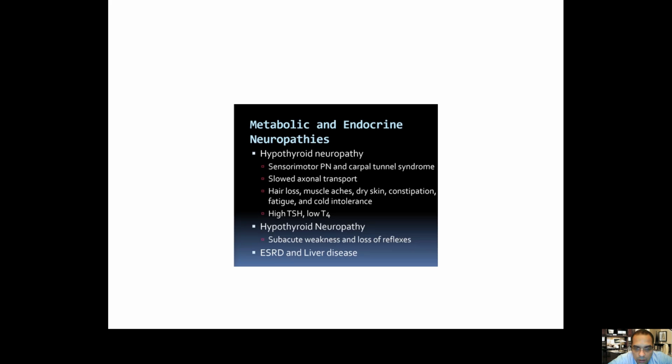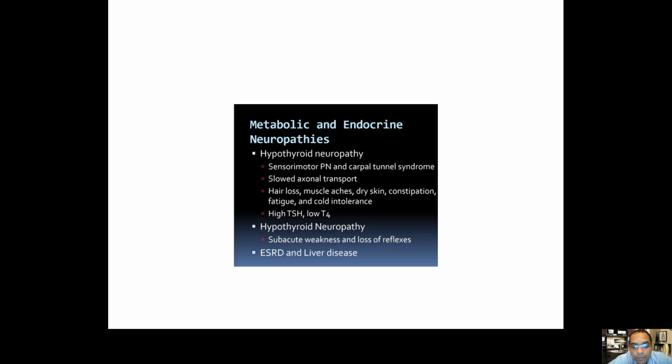And then there is hyperthyroid neuropathy. So this is a type 1. In hyperthyroid neuropathy, you'll find it's not a sensory neuropathy. In hyperthyroidism or thyrotoxicosis, you'll find that there is a subacute weakness and loss of reflexes, and this is a form of motor neuropathy.